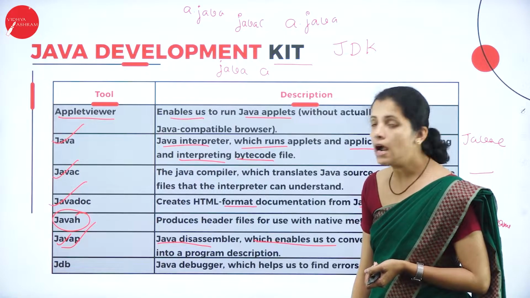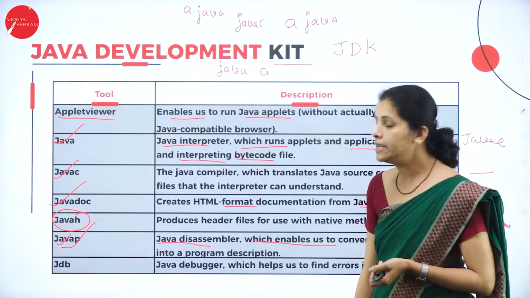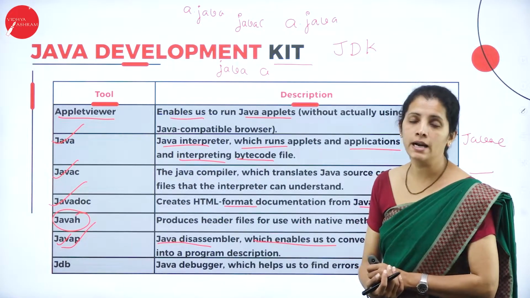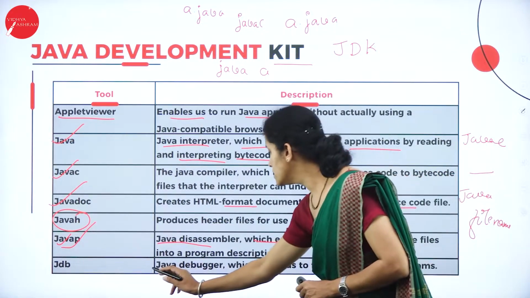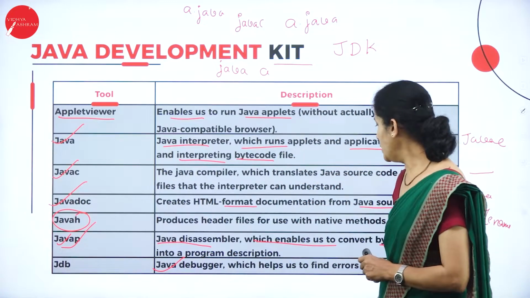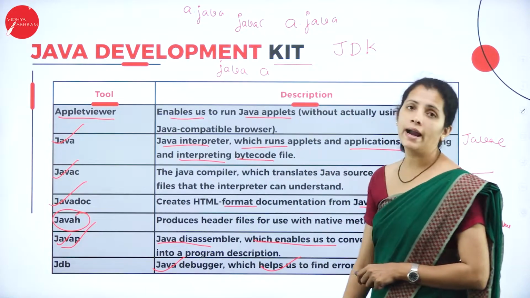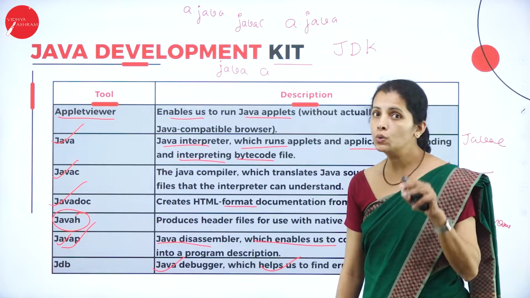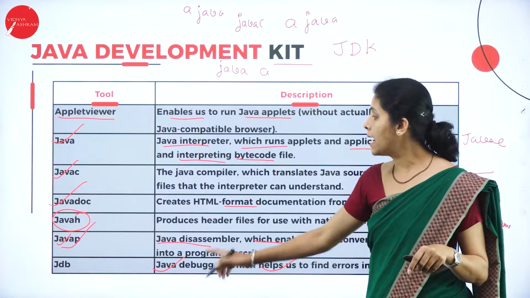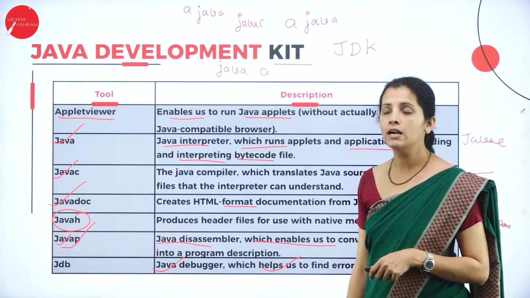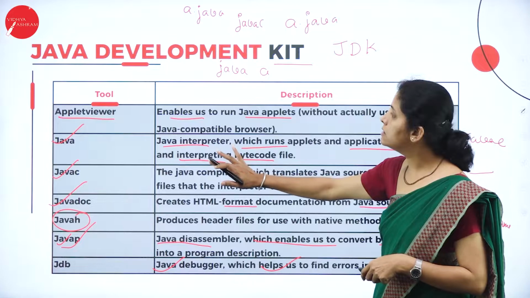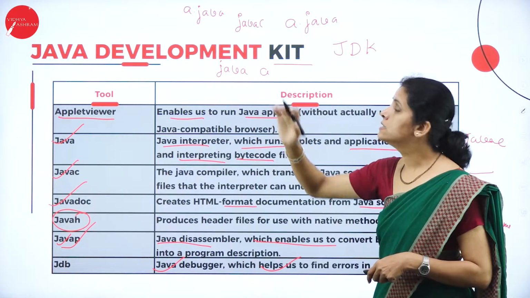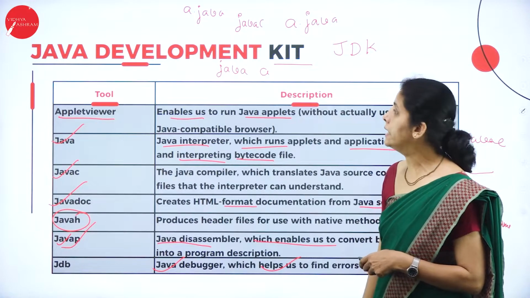Then the Java debugger, that is JDB. J is nothing but Java, and DB is nothing but debugger. So the Java debugger helps us to find the errors in the program. That means to debug my Java program, I'm going to use the Java debugger. So these are certain tools which are present in the Java Development Kit.